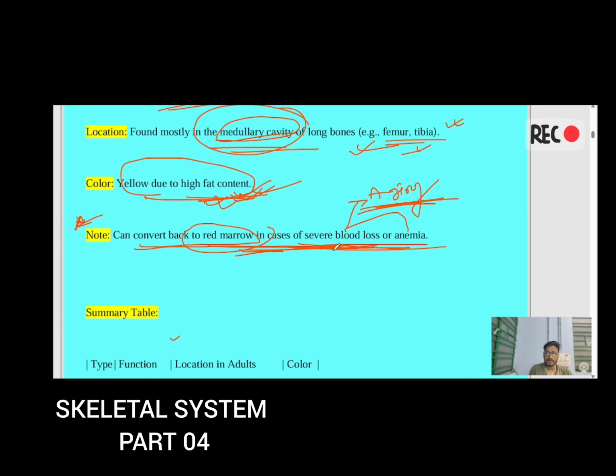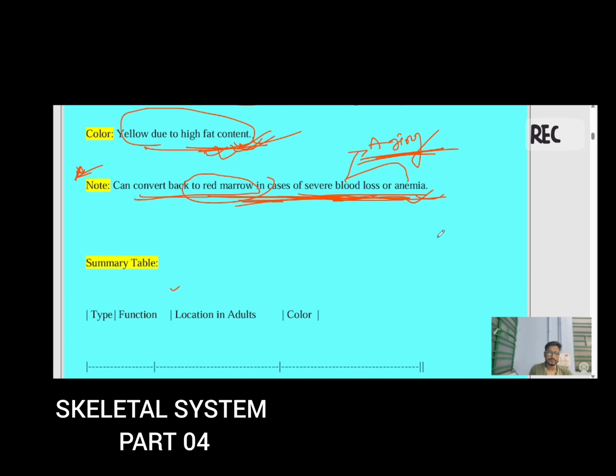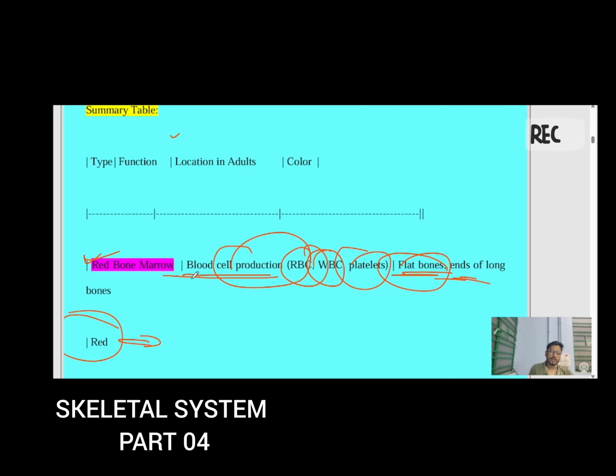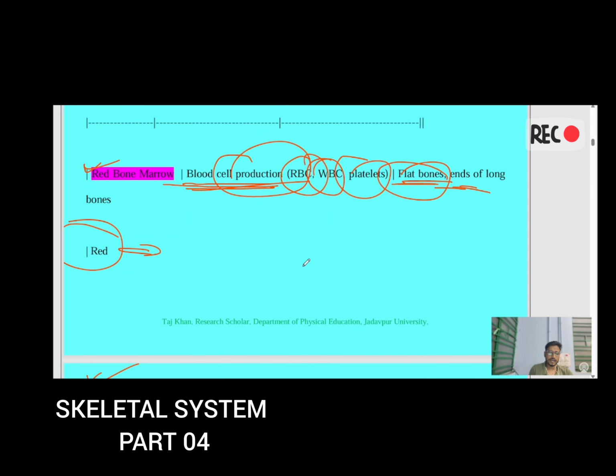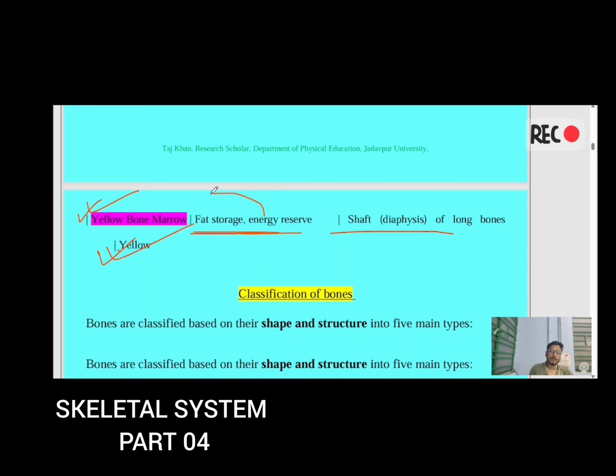Red bone marrow is important in severe blood loss and anemia. Red bone marrow produces red blood cells, found in flat bones and the ends of bones. Yellow bone marrow is for fat storage, in the fat stores of the long bones.